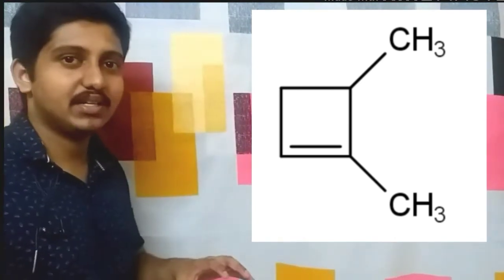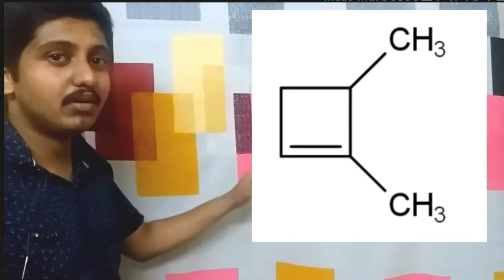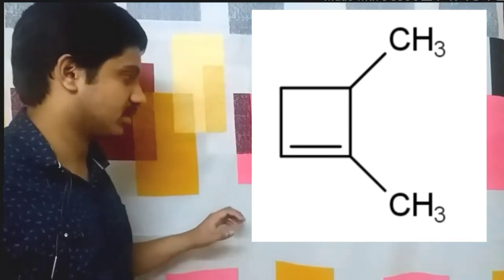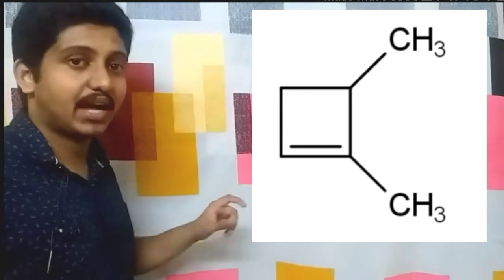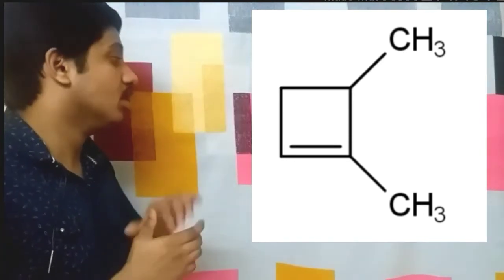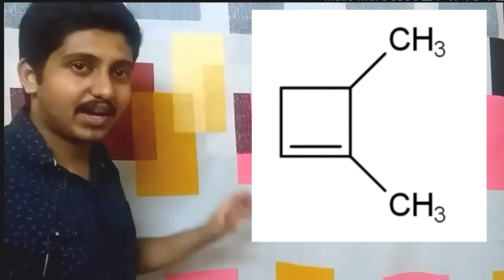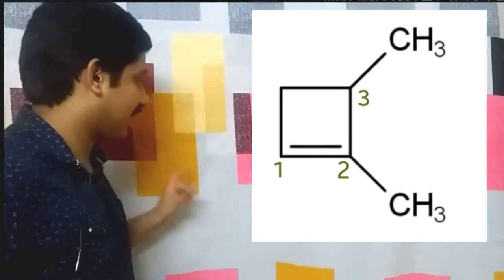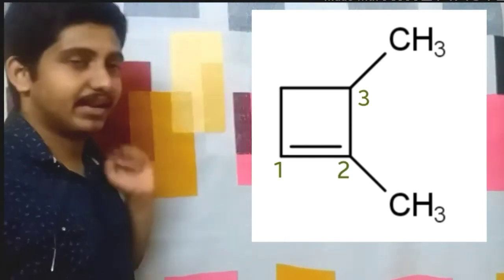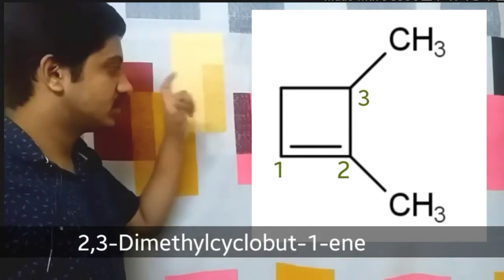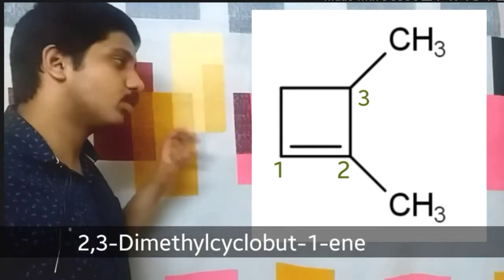We have to name it in such a way that the double bonded carbon atom gets the least possible number. At the same time, we have to apply the lowest locant rule for the branches too. So the correct numbering will be like this, and hence the naming will be 2,3-dimethylcyclobut-1-ene.